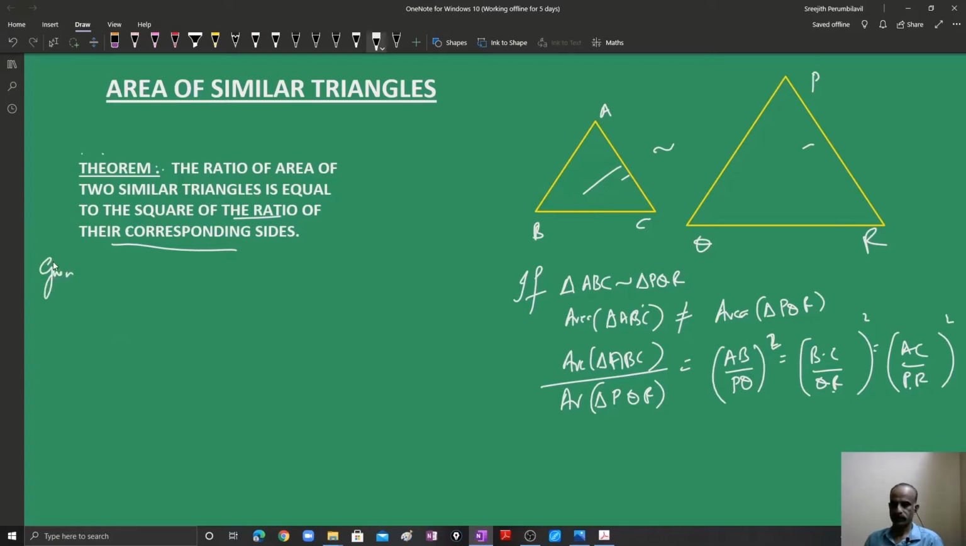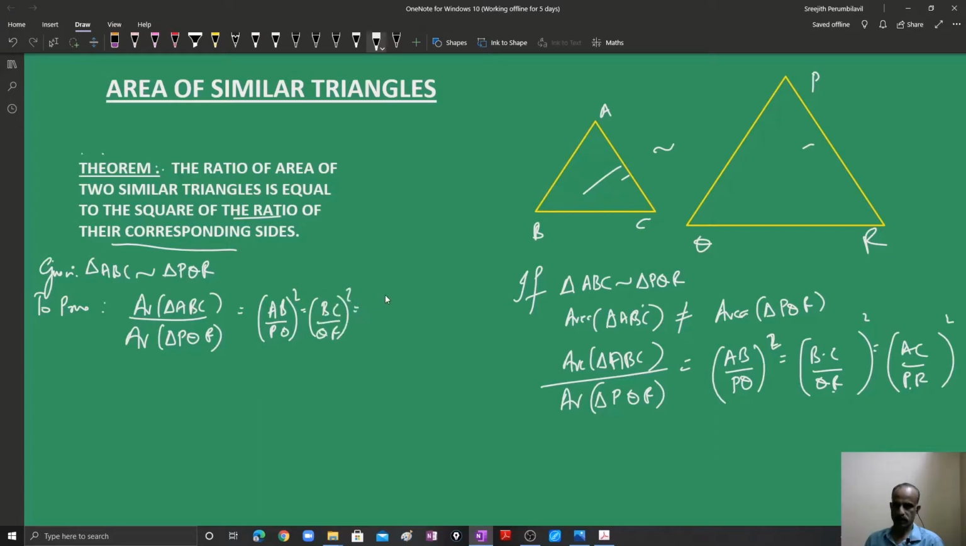So this is what we have to prove. What is given? Given triangle ABC is similar to triangle PQR. What is to be proved? Area of triangle ABC divided by area of triangle PQR is equal to AB by PQ whole square, which is equal to BC by QR whole square, which is equal to AC by PR whole square. This is what we have to prove. So I'll just copy these two figures for the proof part.